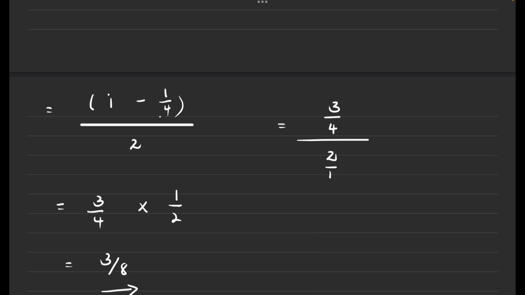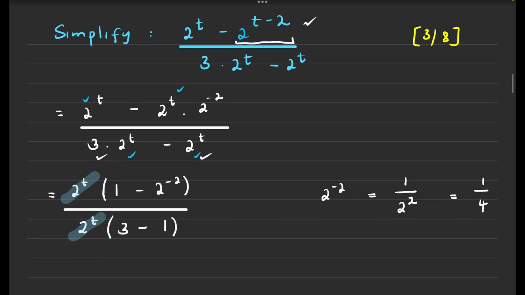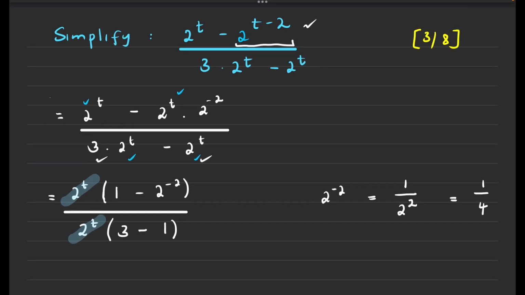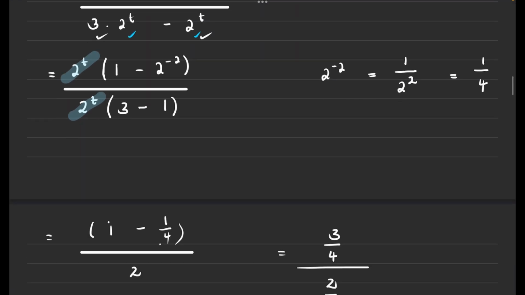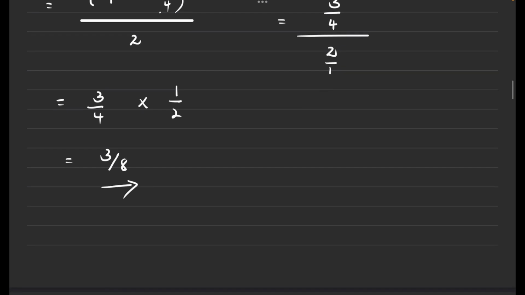You see, guys, that you got the right answer. Okay, so basically what I did here is that I just reversed the product rule on top there, and then I factored out 2 to the t, and then I solved the bracket and got 3 divided by 8.